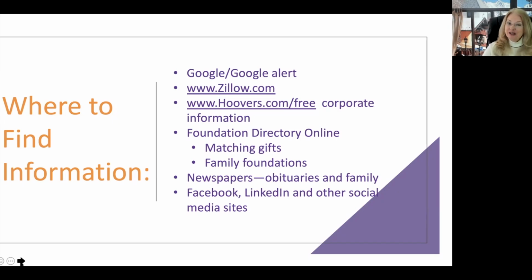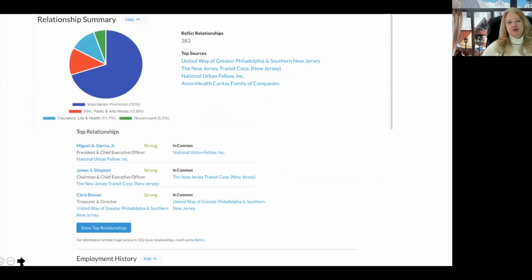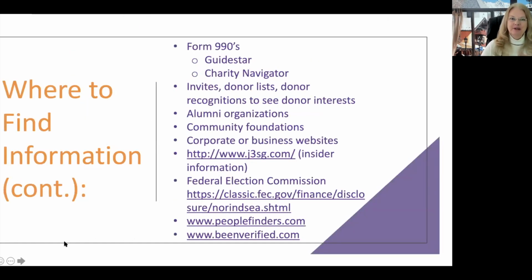Newspapers sometimes are really good, because if you do a Google search and you find an obituary, a lot of times it'll tell family members' names and help with that. Facebook, LinkedIn, and other social media sites are great places to find information. This next screen, this is something that I really like. It's called Relationship Science, and it will tell us who that person knows and give us information to help us move forward. There's all kinds of programs like that. Again, we want to verify with someone who knows them. Okay, so continuing on.